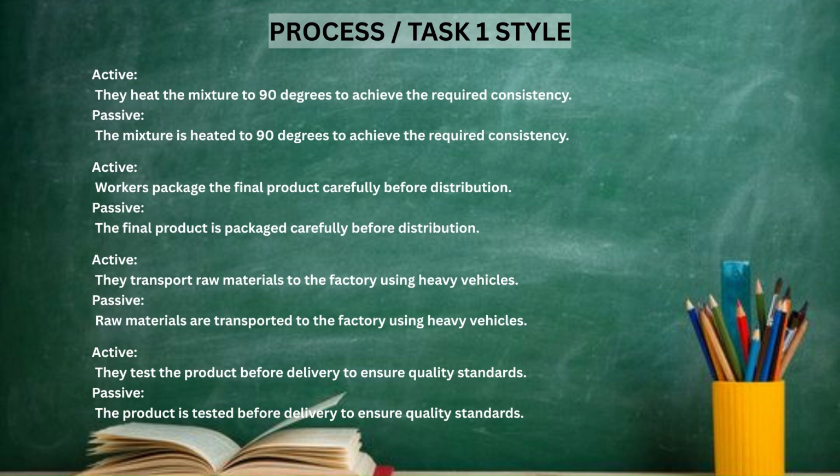Now we move to example number 3. Active. They transport raw materials to the factory using heavy vehicles. In passive, raw materials are transported to the factory using heavy vehicles.